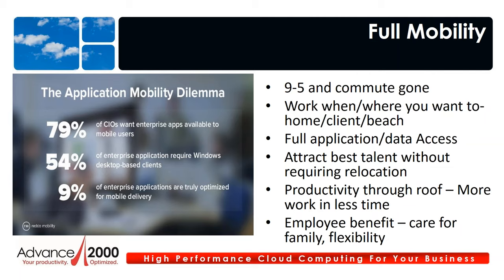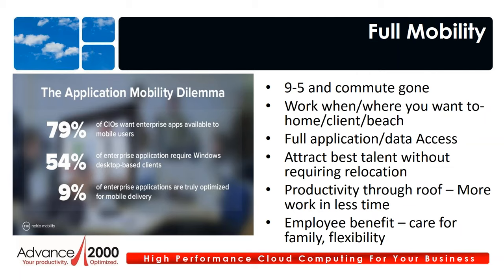Full mobility. I'm sure you've heard similar studies to this, but 79% of CIOs, like myself, want enterprise apps available to mobile users. Some of the firm principals say, I don't really care about that, I want my people to come into the office, I know what they're doing. But we actually see studies showing that productivity goes through the roof and employees are happier. If you have an hour and a half commute in LA to get to the office, you don't have to do that every day. Or you're at the job site and you're waiting to get into something. Or you have a sick family member, whatever, you can still work at home and be productive. So this is kind of the future. It's here for many of our clients.